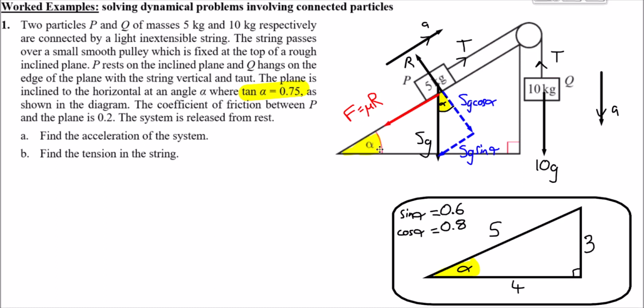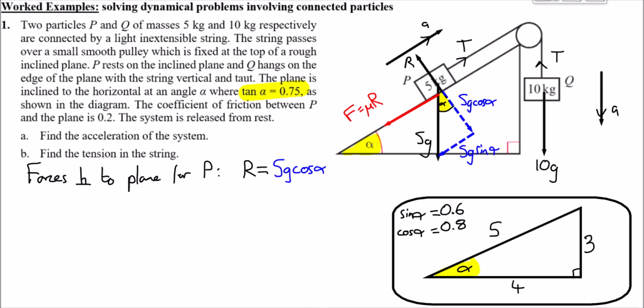So let's first of all think about just particle P for a moment. We need to account for the friction, which is based off normal reaction, so the first thing I'd suggest would be to work out R. If we consider forces perpendicular to the plane for P, the reaction, which is going perpendicularly up, must be equal and opposite to the only force opposing it, or the component of the force opposing it, which is 5g cos alpha. So R must equal 5g cos alpha.